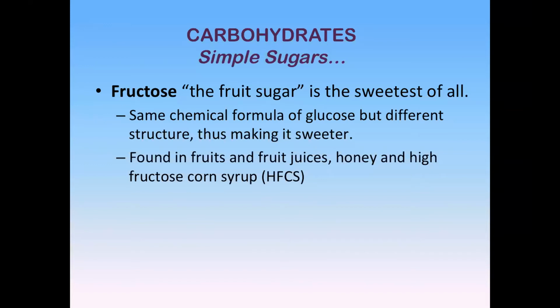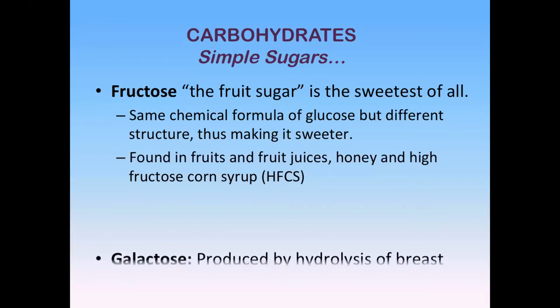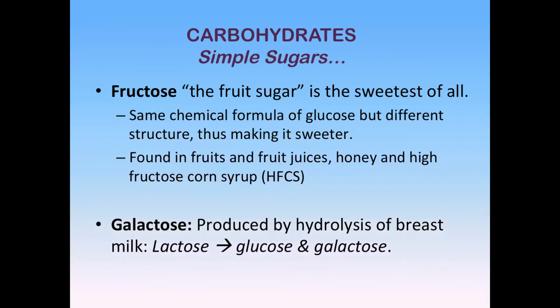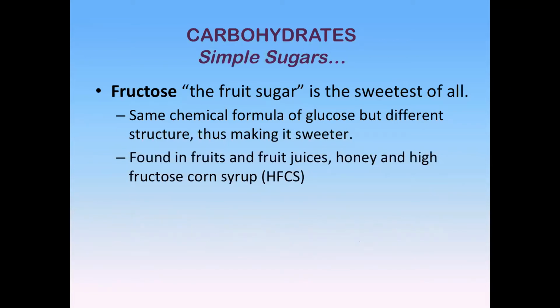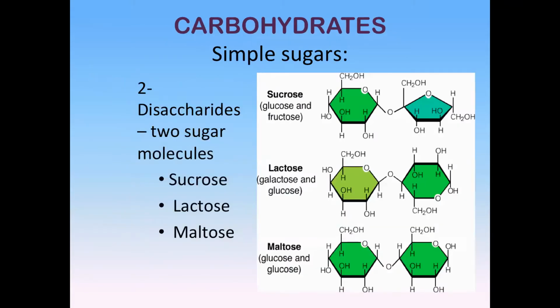Of course, fructose, we see it a lot in fruits and fruit juices. We see it in honey and high fructose corn syrup, and we're going to speak about high fructose corn syrup later. Now we have the third simple sugar, which is galactose. It's produced by the hydrolysis of the milk sugar, which is lactose, and it's hydrolyzed into glucose and galactose. Okay, now we'll go back to the classification.